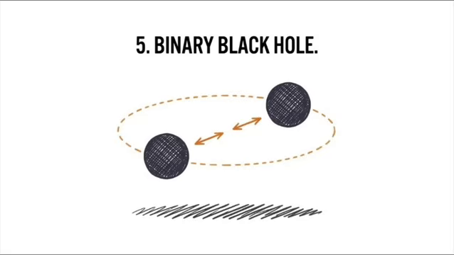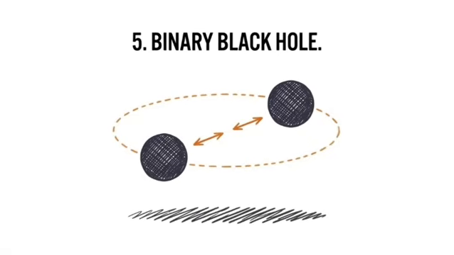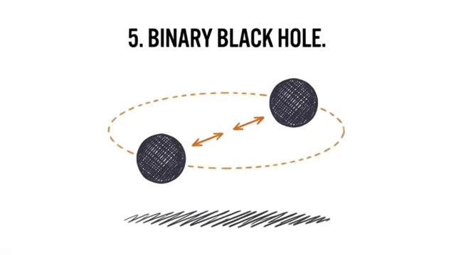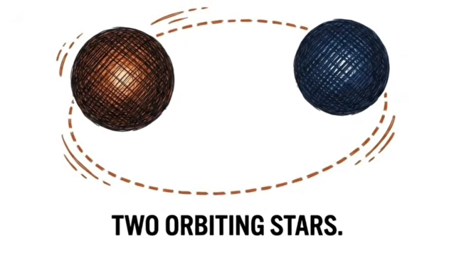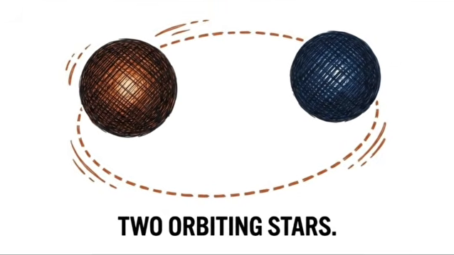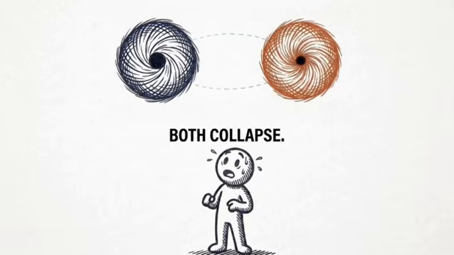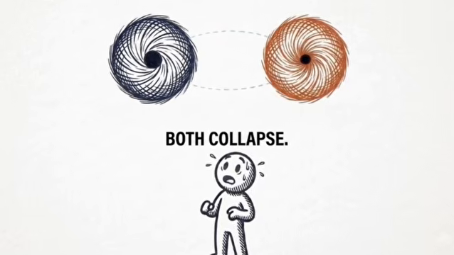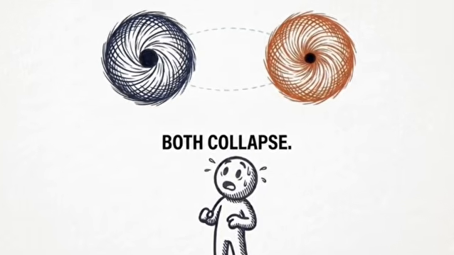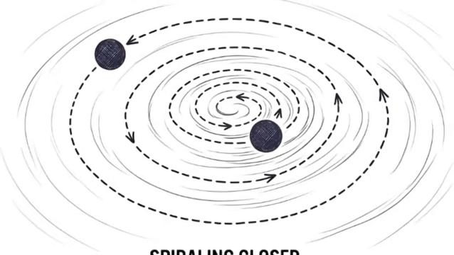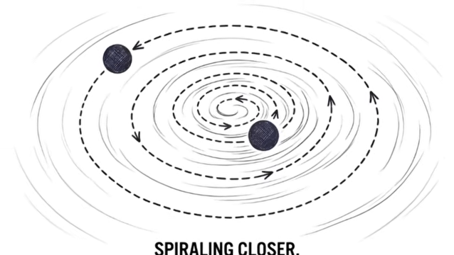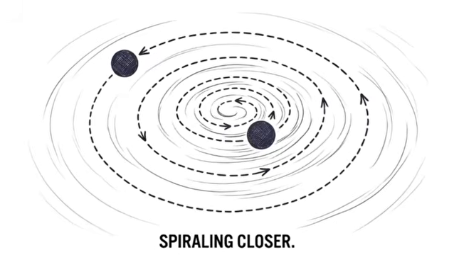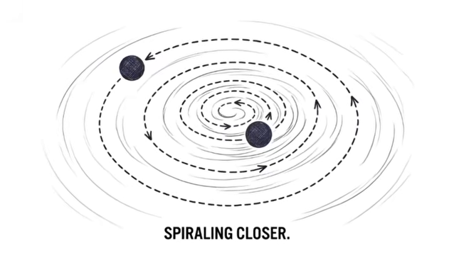Binary black hole. A binary black hole is a pair of black holes locked together by gravity. Most begin as two massive stars that orbit each other. Each star eventually dies and collapses into its own black hole, yet the pair can remain connected. Over millions or even billions of years, they slowly spiral closer as they lose energy through gravitational waves.